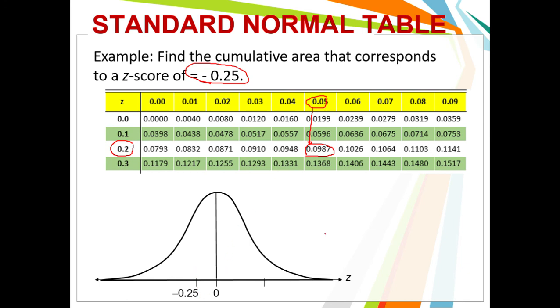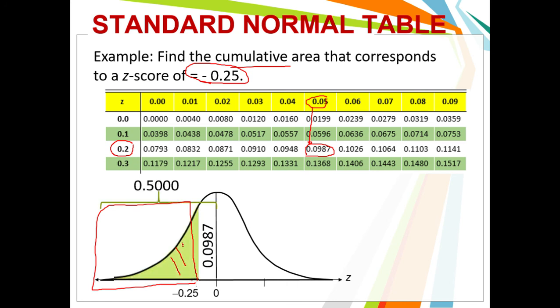So yung ating area is cumulative area. So yung ating i-compute is the area to the left ng negative 0.25. So ang tanong, what is this area? Okay, so from the table, yung ating area ng negative 0.25 is 0.0987. So this is not the shaded area because this area is galing sa line of symmetry, galing siya sa 0 point. So from 0 to negative 0.25, the area is 0.0987. So yung cumulative area is actually itong nasa left niya.